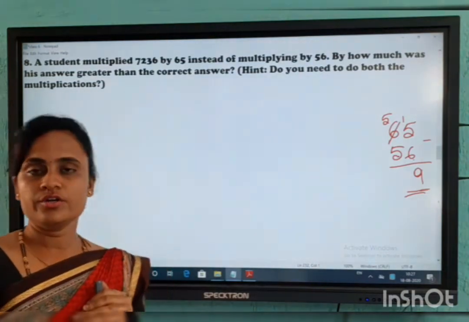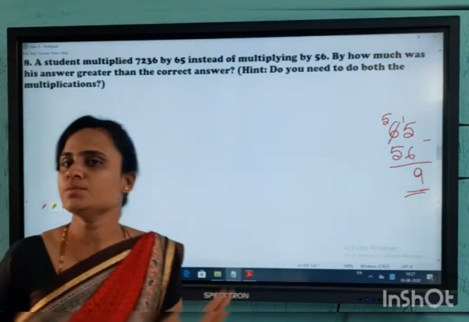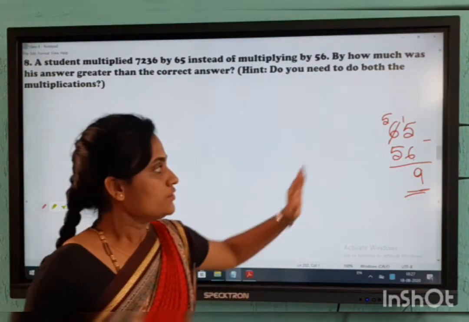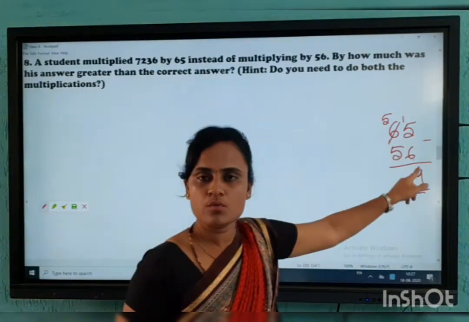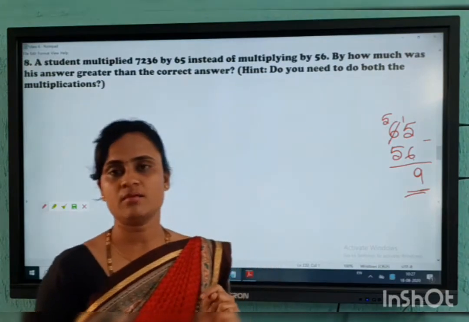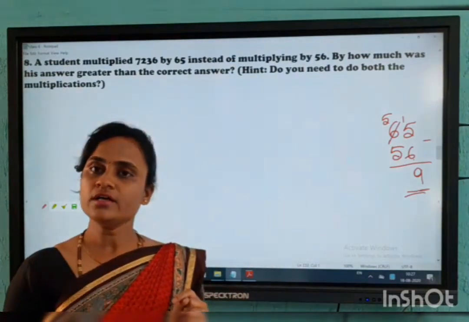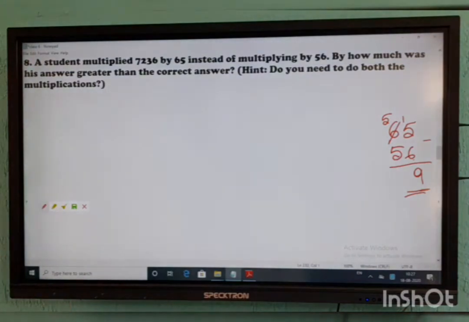Okay, children? No need to do both the multiplications. Just you will subtract those two numbers, the number which she has taken and the number which they have given. Finally you subtract, that is the difference between those numbers. So whatever number you get, multiply with that number, children. Now, did you all understand this? So can we just write the statements here?